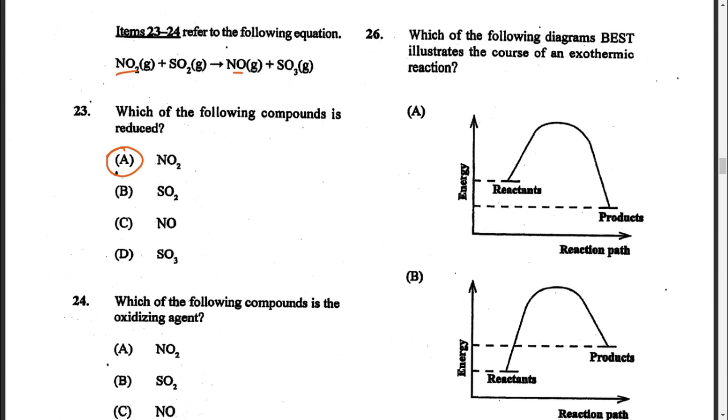24. Which of the following compounds is the oxidizing agent? The oxidizing agent undergoes reduction. Which one underwent reduction? It's nitrogen dioxide still, so the answer is A.